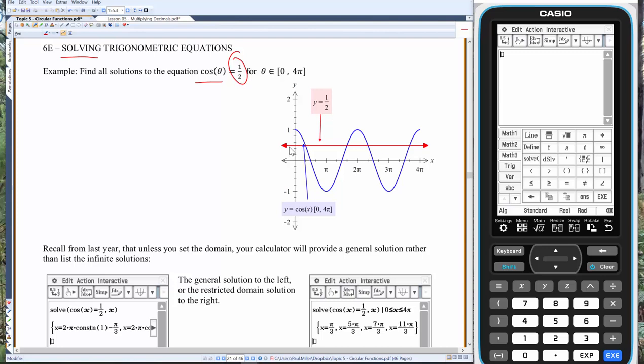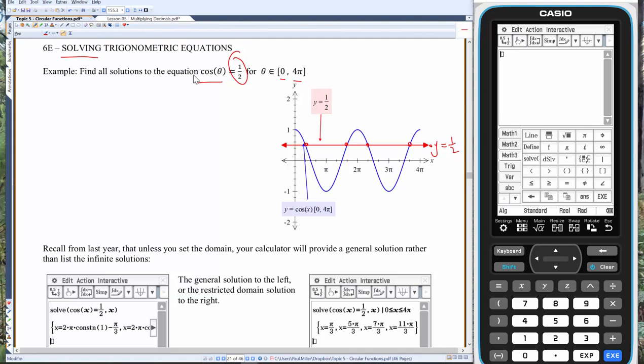Okay. So let's have a look at the graph of cosine theta. That's it there. And we've also graphed this line here, y equals a half. So when is it equal to a half? Well, it's going to be there, there, there, there, and on and on in the negative direction. Okay. So what we need to note here is we've usually got an infinite number of solutions to this, but in fact, this problem wants only solutions between 0 and 4 pi.